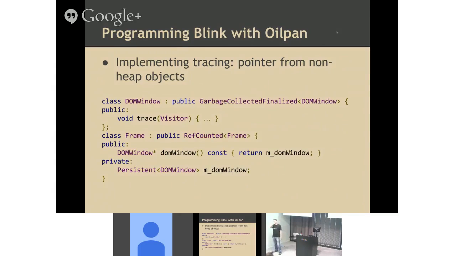So here's an example. In the current state, we haven't moved frame to the Oilpan heap. We have moved DOM window. And a frame has a pointer to a DOM window, so that has to be a persistent. And that means as long as the frame object is alive, there will be a persistent. That persistent will have registered the pointer with the garbage collector, and therefore if you get a garbage collection, that will be part of the root set, so the object will be marked and the trace method will be called. Okay, and then when the frame object dies, it will tear down the persistent, and that will unregister that pointer from the garbage collector.